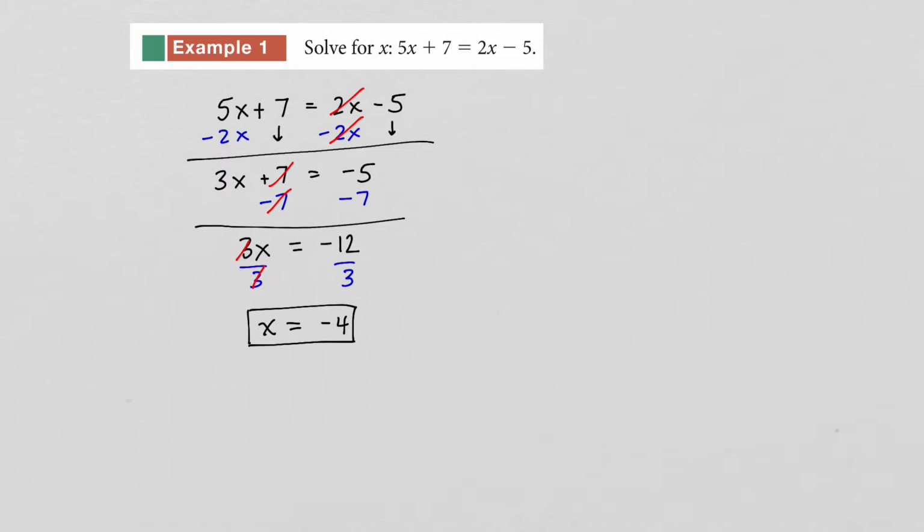So I will expect that you remember your addition and subtraction and multiplication and division properties of equality, meaning that you can add, subtract, multiply, and divide the same number to both sides of the equation. Now let's take a look at a trigonometric example.